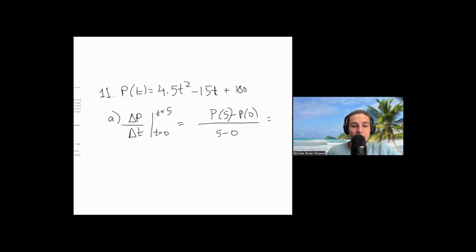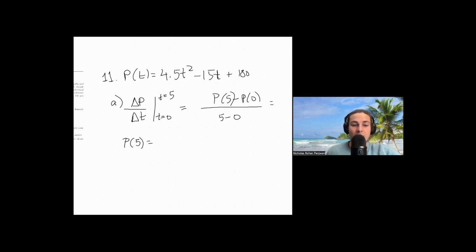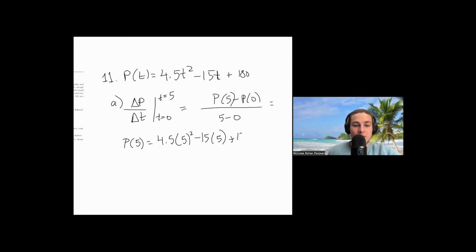P of 5 is going to be 4.5 times 5 squared minus 15 times 5 plus 180. 5 times 5 is 25, and 25 times 4.5 is 112.5. Then minus 75 plus 180. So 112.5 plus 105 is 117.5.